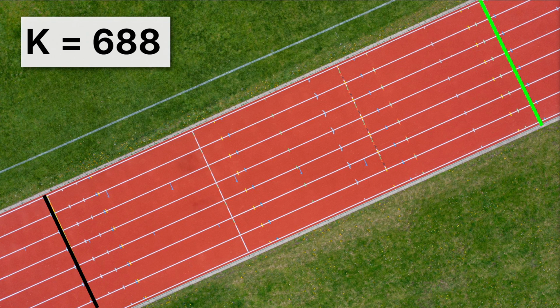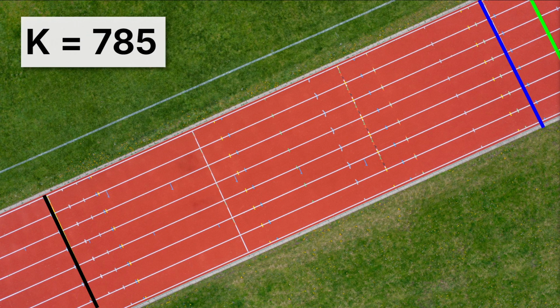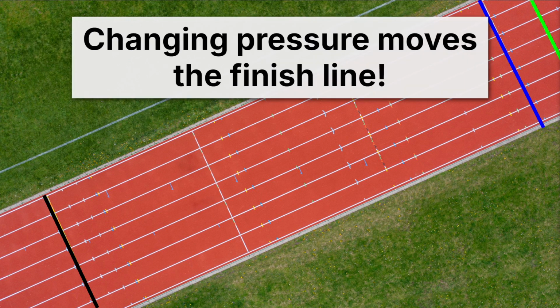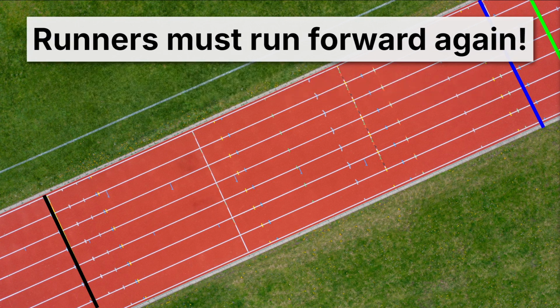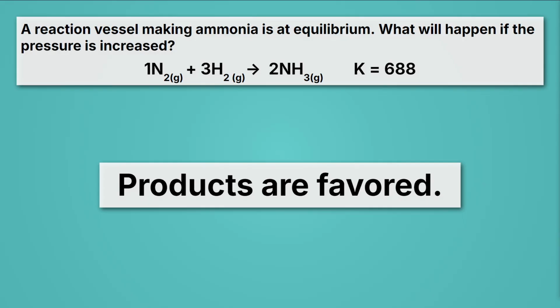If we think about this from our racetrack analogy, it's a little different though. K is 688, and we're at equilibrium, so our Q is 688. If we change the pressure though, we actually move the finish line. So changing the pressure moves the finish line. And the runners must run forward again. So ultimately, what will happen if pressure is increased? The products will be favored.